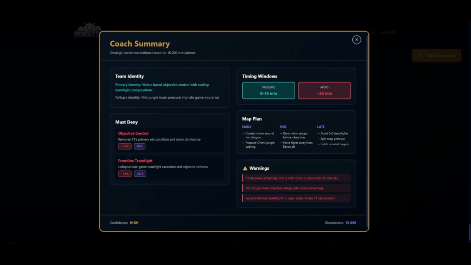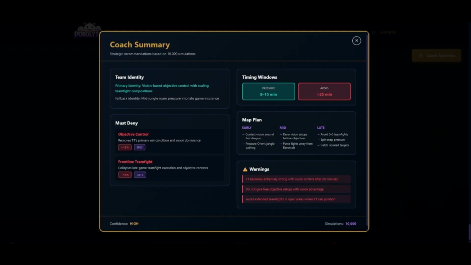And finally, we have the coach summary, which condenses all computed insights into a clear, actionable coaching brief covering identity, timing windows, denial priorities, and warnings.